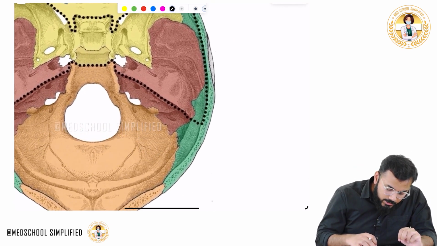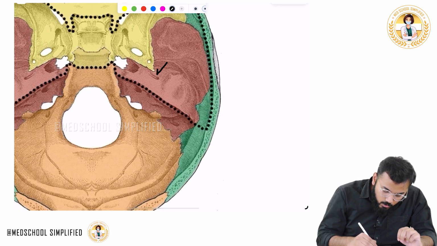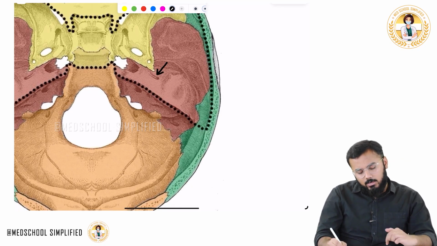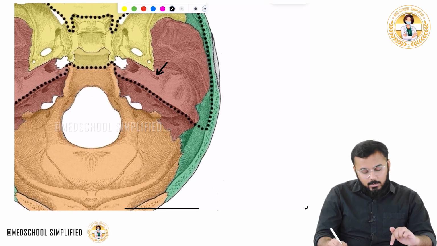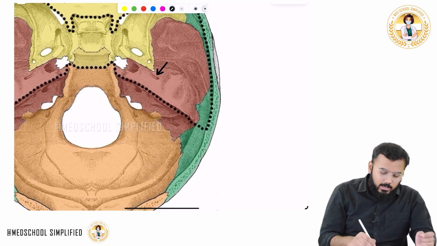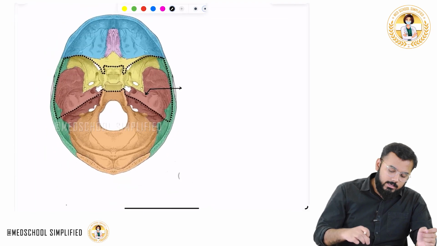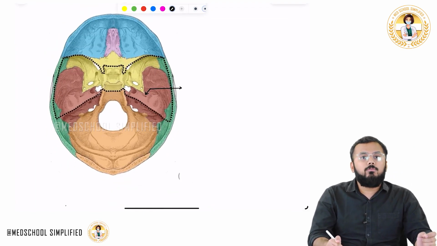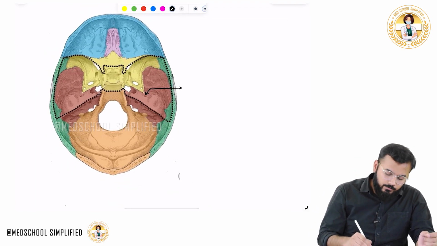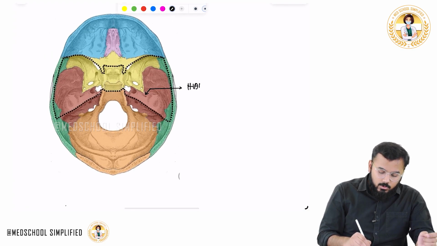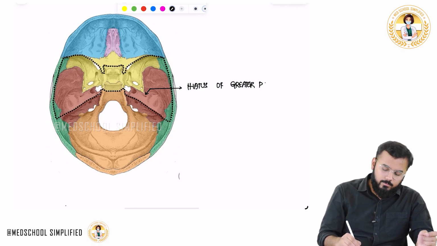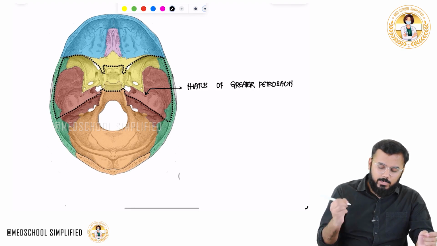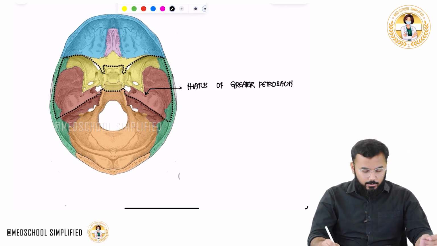Now, if I am zooming the picture in, can you see this small opening over here? You cannot see the opening actually, right? But in fact, there is an opening here. This particular opening over here is nothing but called the hiatus of greater petrosal nerve. So, this particular one is called your hiatus of greater petrosal nerve.